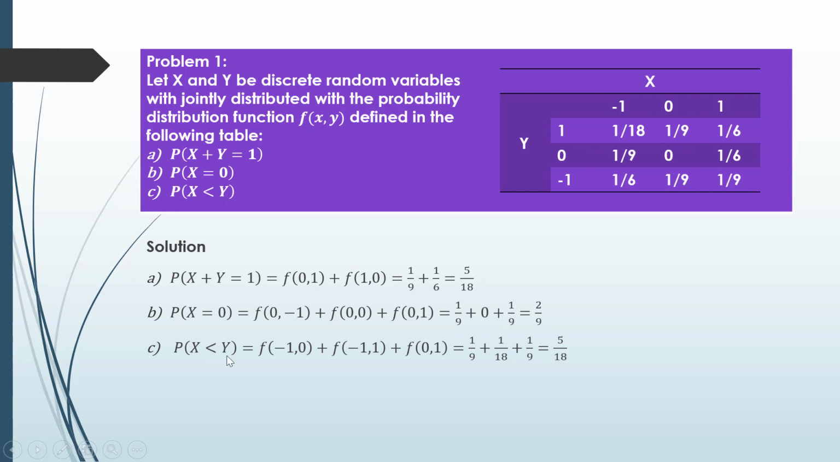Probability x less than y. So x can be -1 and y 0, or x is -1 and y is 1, or x is 0 and y is 1. When we add up these three probabilities, we got 5/15. So the answer is 5/15 for part C.